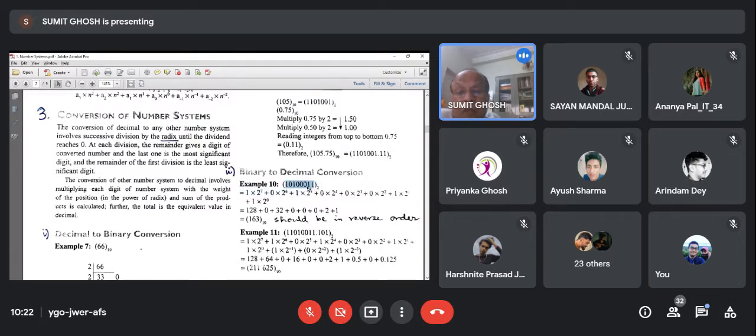So this is the 0th position on the rightmost, then the next position. That means 2 to the power of 0, 2 to the power of 1, 2 to the power of 2, 3, 4, 5, 6, 7. The leftmost bit is the most significant bit because it has the highest weight, and that is written as 1 times 2 to the power of 7. Clear? So you add them up, and whatever you get is the decimal equivalent. That is binary to decimal conversion.